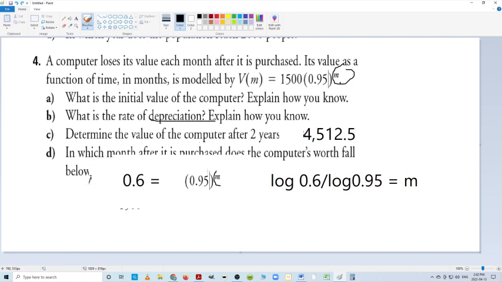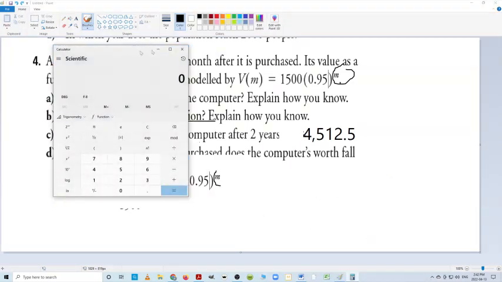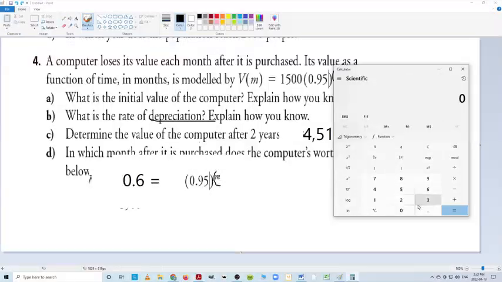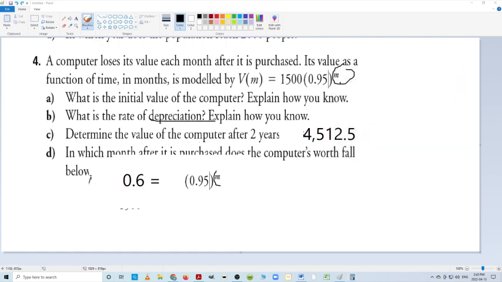But if I'm going to do it old school, I have to take 0.95 and multiply it by itself. Squared, to the 3, to the 4, to the 5, to the 6, to the 7, to the 8, I'm close, to the 9, to the 10. There we go. 10th month is the first time it falls below the dollar value we mentioned, $900. And that's how you do that.